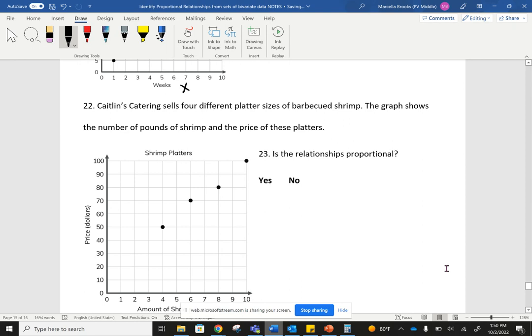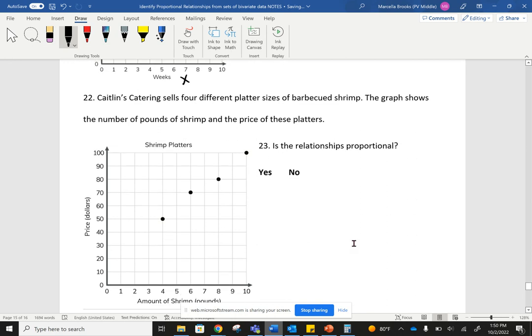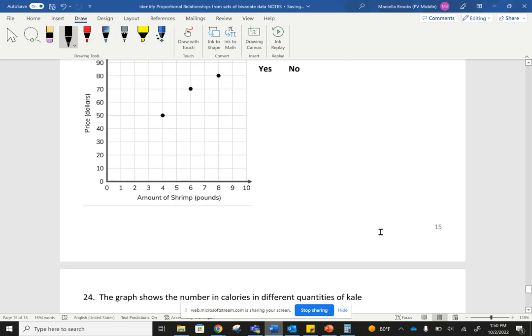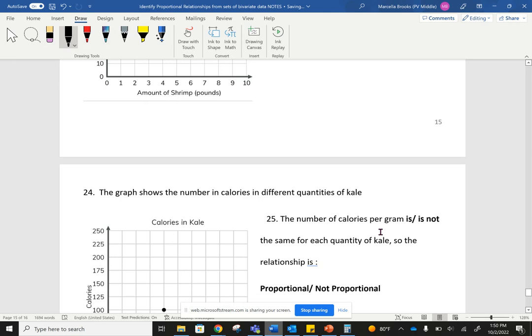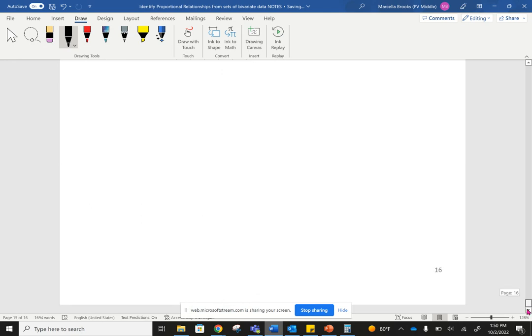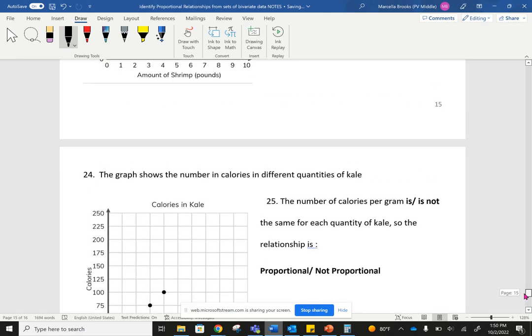22. You guys are getting lots of practice on this one. Okay. 22. Caitlin's Catering sells 4 different platter sizes of barbecued shrimp. Yum. The graph shows the number of pounds of shrimp and the price of these platters. So look at this graph and tell me, is it proportional? That's all you're doing on 23. Oh my gosh, this has got to be the last one. Yes, it is.